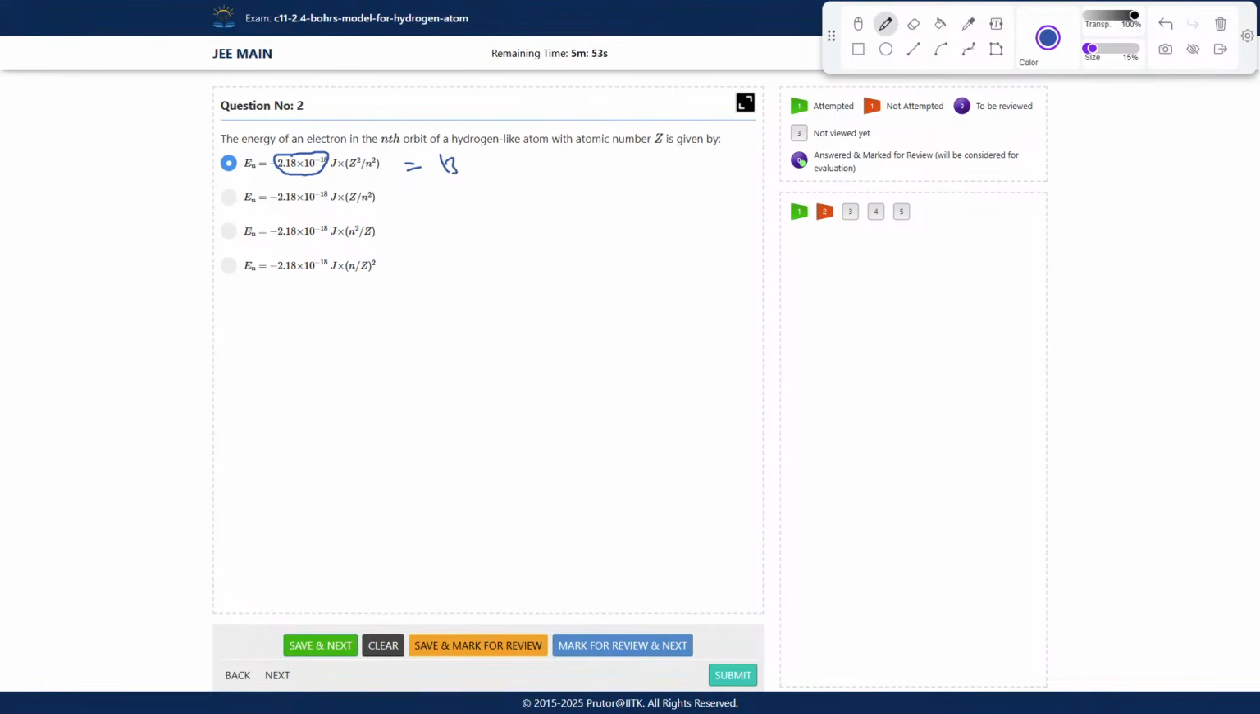What is N here? What is N here? Anyone? Which quantum number is N? It is the principal quantum number, and Z is the atomic number. Okay. Now moving on to the next question. So this is your formula in case of electron volt, if you write a formula in terms of electron volt.